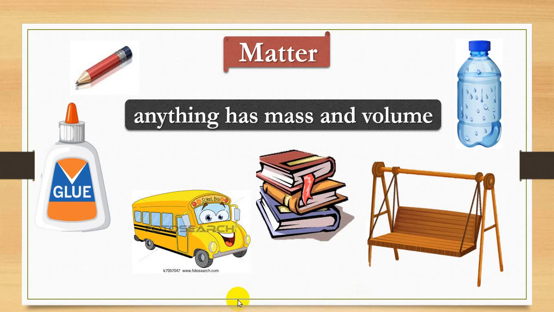To identify the matter scientifically, we said it is anything that has mass and volume, or it is anything that has mass and occupies a space. Now, what is the meaning of the word mass? Mass, it is the amount of matter that the body contains. And the measuring unit of mass is gram or kilogram.